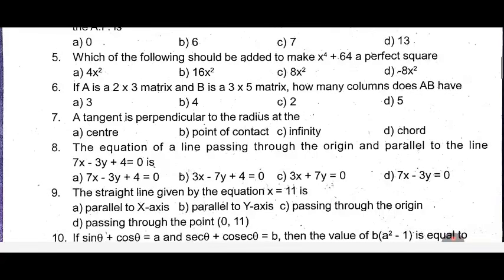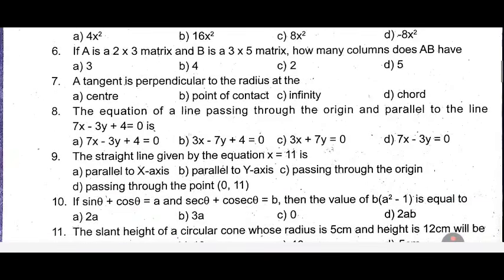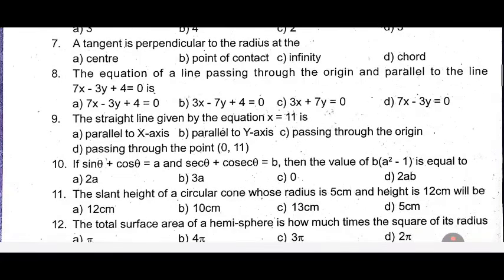Fifth one, which of the following should be added to make x to the power of 4 plus 64 a perfect square? Sixth one, if A is a 2 into 3 matrix and B is a 3 into 5 matrix, how many columns does AB have? Seventh one, a tangent is perpendicular to the radius at the dash. Eighth one, the equation of the line passing through the origin and parallel to the line 7x minus 3y plus 4 is equal to 0 is dash.